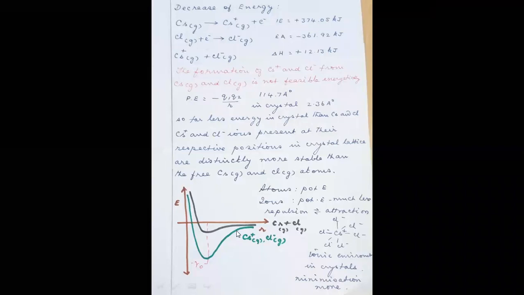So there exists a critical distance which is called R0. R0 is the critical distance at which the potential energy of the atoms or of the ions is minimum. But when you compare the potential energy of the atoms or ions at the same distance, the minimization in the case of ions is much more than the minimization observed for the atoms.